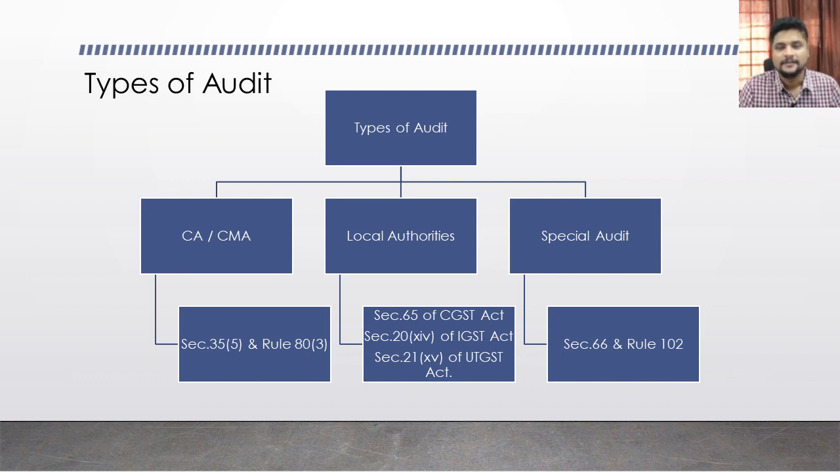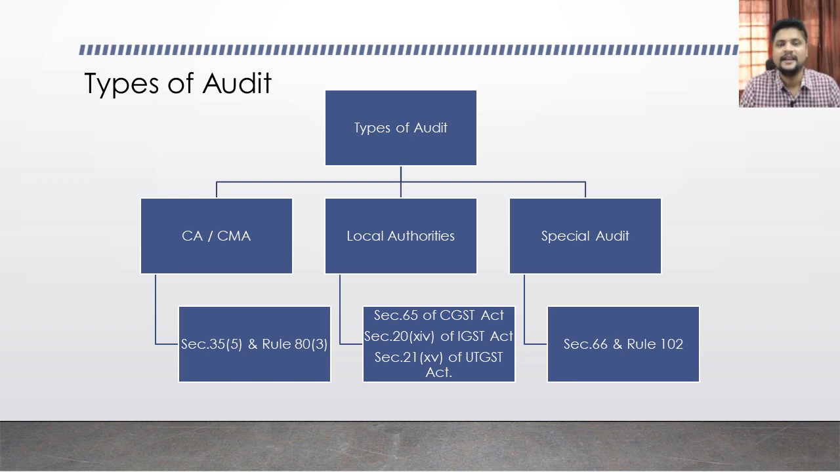Types of audit: there are three types of audit under GST. One is audit done by a chartered accountant or a cost and management accountant, a regular GST audit. A GST audit can be done by whom? A GST audit can be done by a qualified chartered accountant as well as a qualified cost accountant. Both CA as well as CMA are eligible to conduct audit under GST. That is one type of audit.